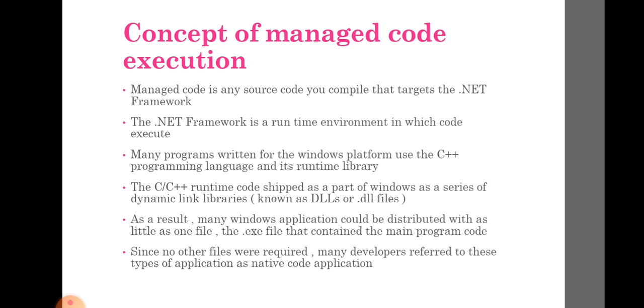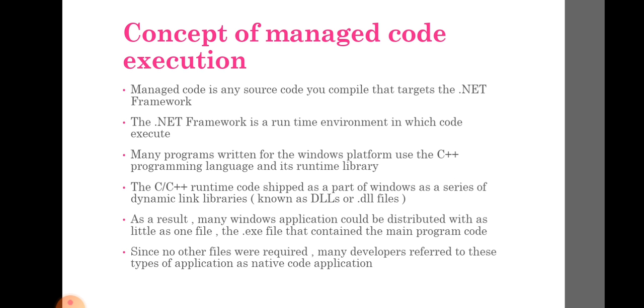That is, the C or C++ runtime code shipped as a part of Windows as a series of dynamic link libraries, which are known as DLLs or .dll files. The pieces of C and C++ runtime code are stored as DLLs, dynamic link libraries. Those dynamic link libraries are stored in a system area of the operating system. As a result, many application programs could be distributed with as little as one file, that is the .exe file. So there is no need for many other files.